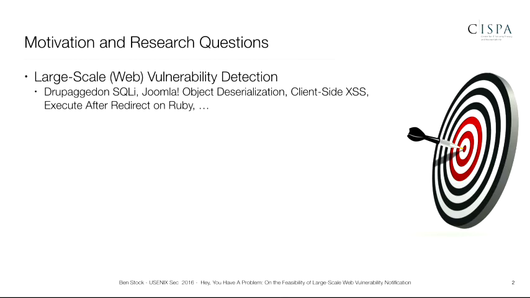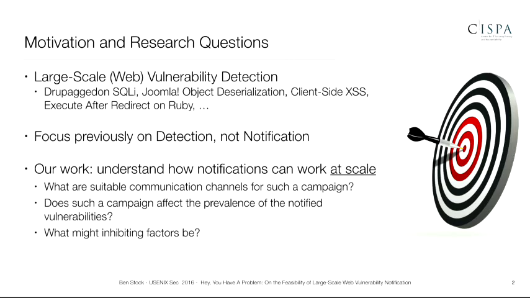However, while we as a community have become really good at finding these bugs, we have not really focused that much on notifying the affected parties about the problem. And this is exactly where our work wants to come in and try to understand how notifications can work at scale, have a look at what potentially suitable communication channels might be to do this at scale, how such a campaign can influence the prevalence of vulnerabilities on the web, and if it doesn't work, try to also find out what inhibiting factors might be.